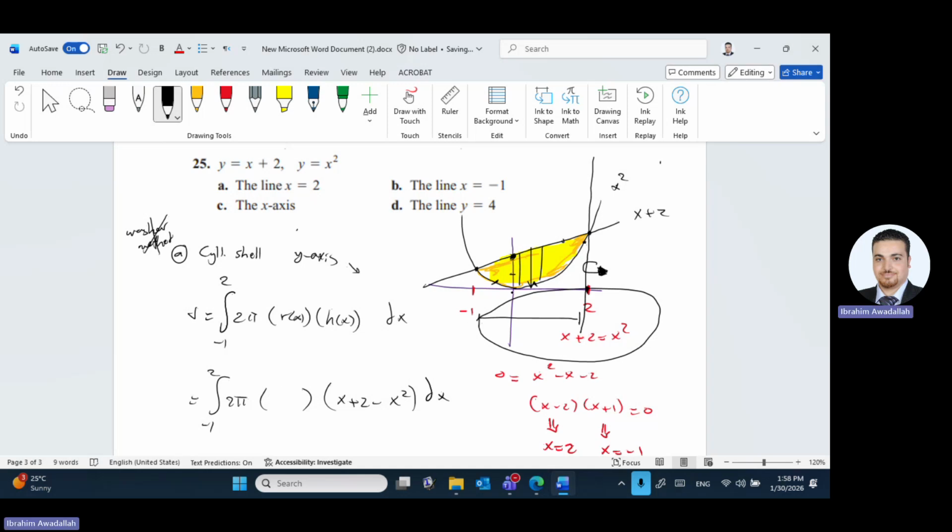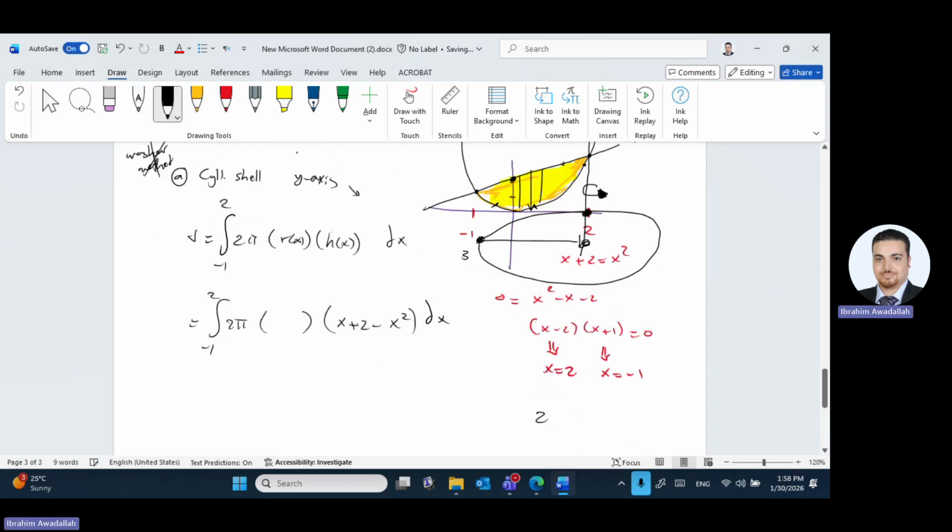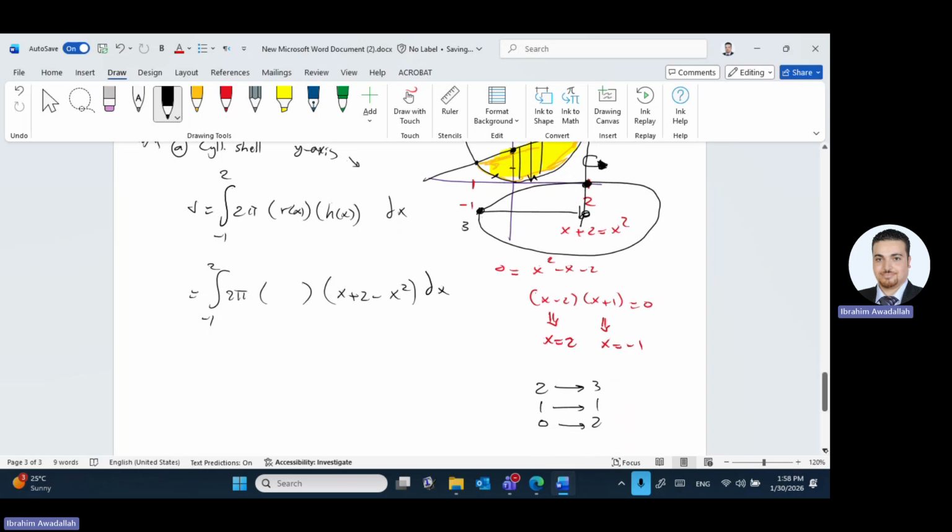The radius, maybe some of you will believe that it's 2 plus 1. No, the start point here will be, this is my start point of the radius, and here it's a 3, not -1. So when I substitute 2, this is very important. When I substitute 2, I got 3. When I substitute 1, I got 1. When I substitute 0, I get 2. When I substitute -1, I get 3 as radius.